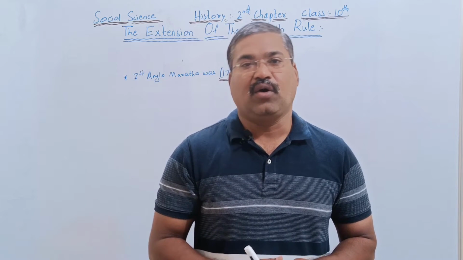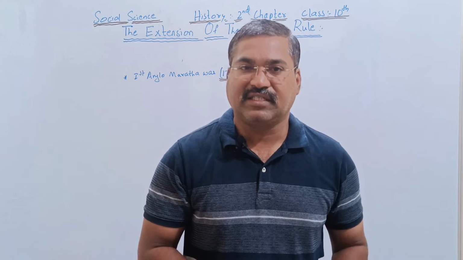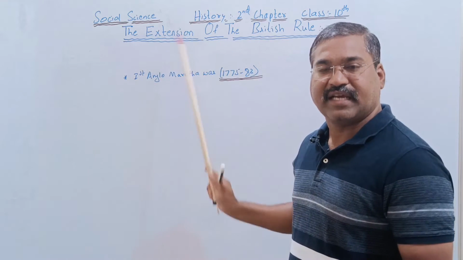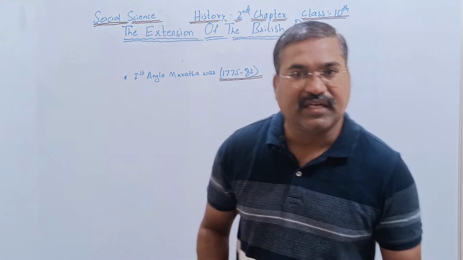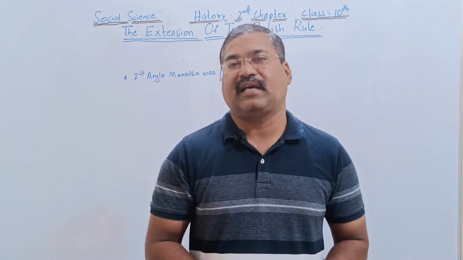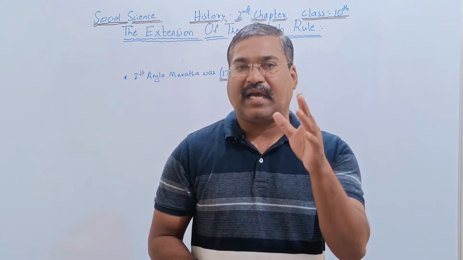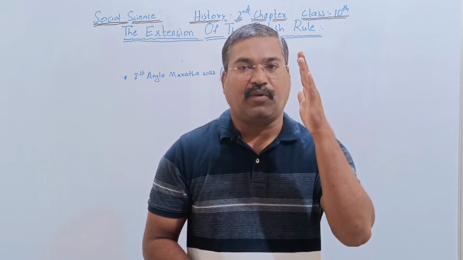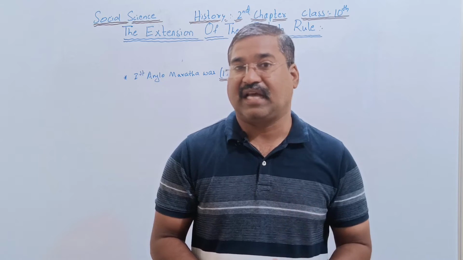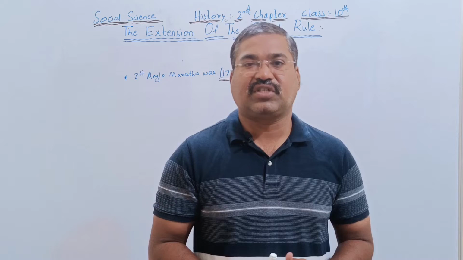Today I came here with one more interesting topic from the history topic of class 10 standard. The name of the chapter is The Extension of the British Rule. It's the second chapter of the class 10 standard from the history. Dear students, in my introduction part I said that in this chapter we are going to learn about three Anglo-Maratha Wars, about Anglo-Sikh War, and about the cunning policies like subsidiary alliance and doctrine of lapse. Okay, let us begin our topic with our first Anglo-Maratha War.